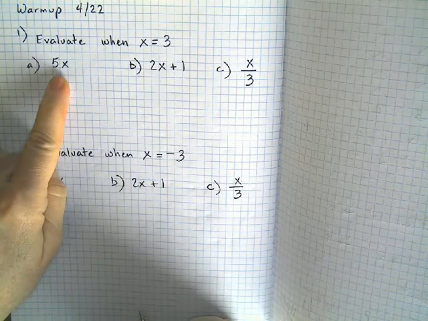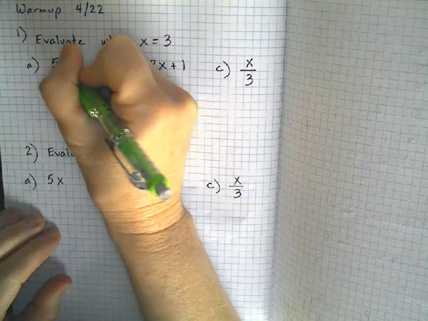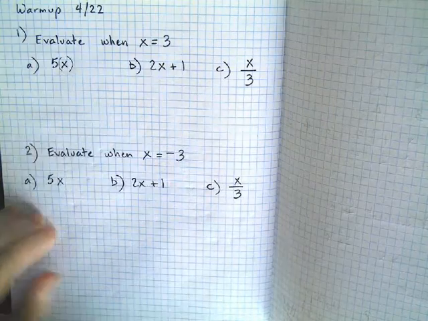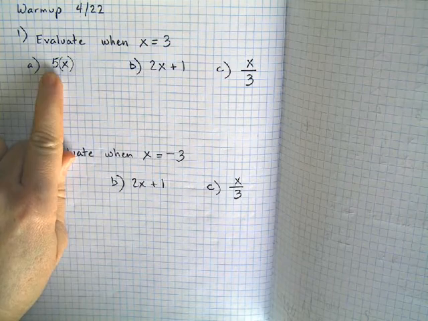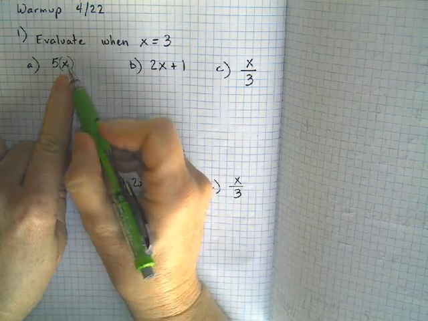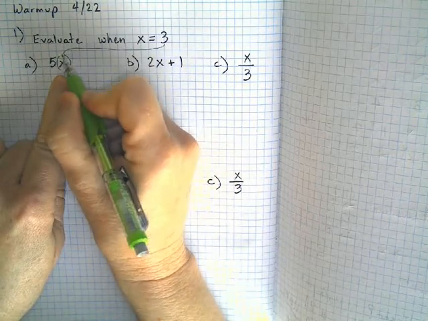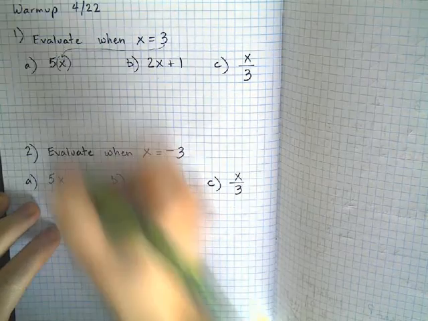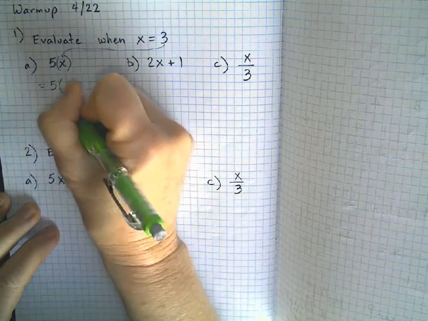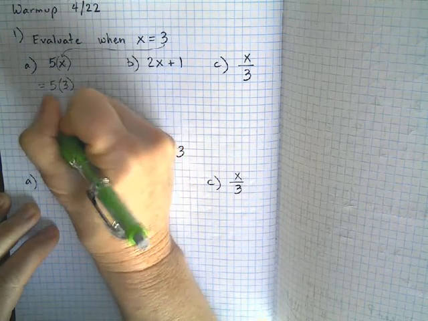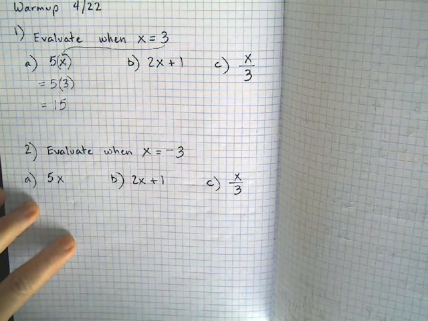So in our first problem here, 5 times x. When the number is next to the letter, it means we're multiplying. We are going to have 5 groups of x. But what is x? x is 3. We're going to substitute 3 in for the x. So this is the same as 5 parentheses 3, which gives me 15. That's evaluating when x equals 3.